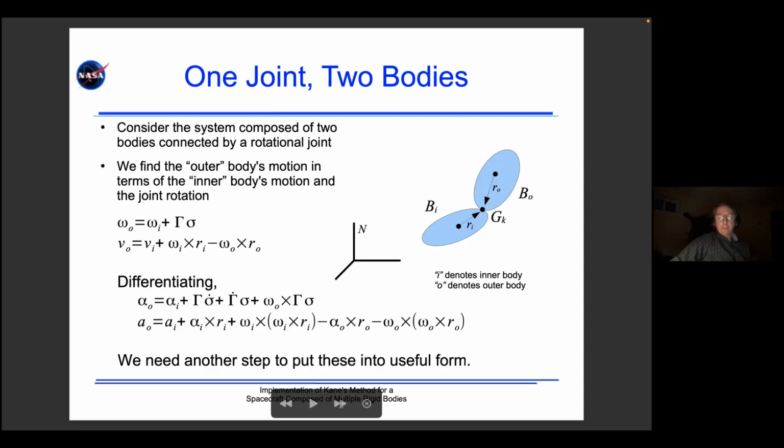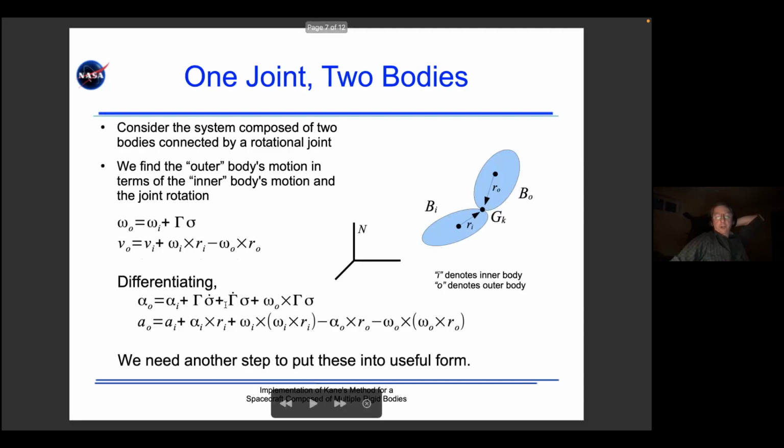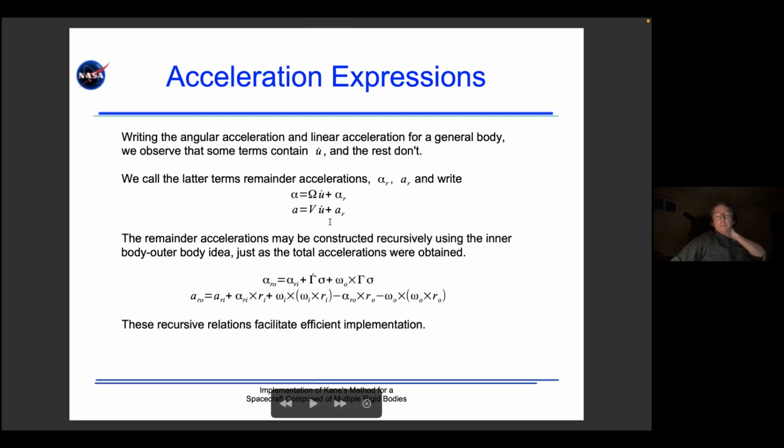I'm going to take another step, and that is, as I develop these, I notice that this dot here is differentiation with respect to time. So there are terms that appear with the derivatives of my generalized speeds. Okay, and then there are a bunch of terms that don't involve the generalized speeds. So I'm going to group those together.